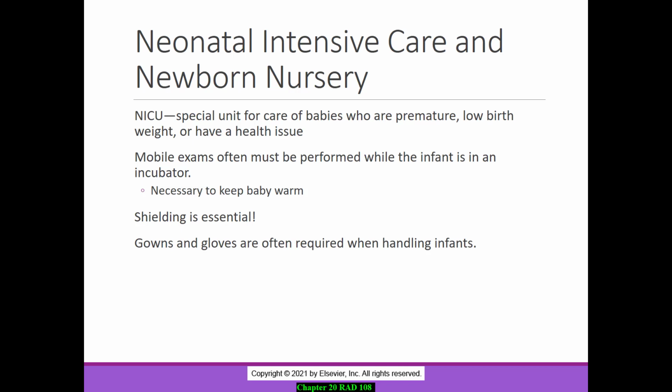I will say the nurses are great about helping in these situations. So they'll help you get the tubes out of the way, lines out of the way, place your image receptor underneath. Just remember to keep baby warm. You need to use shielding, so those lead-lined gloves come in great in that situation to cover them up.